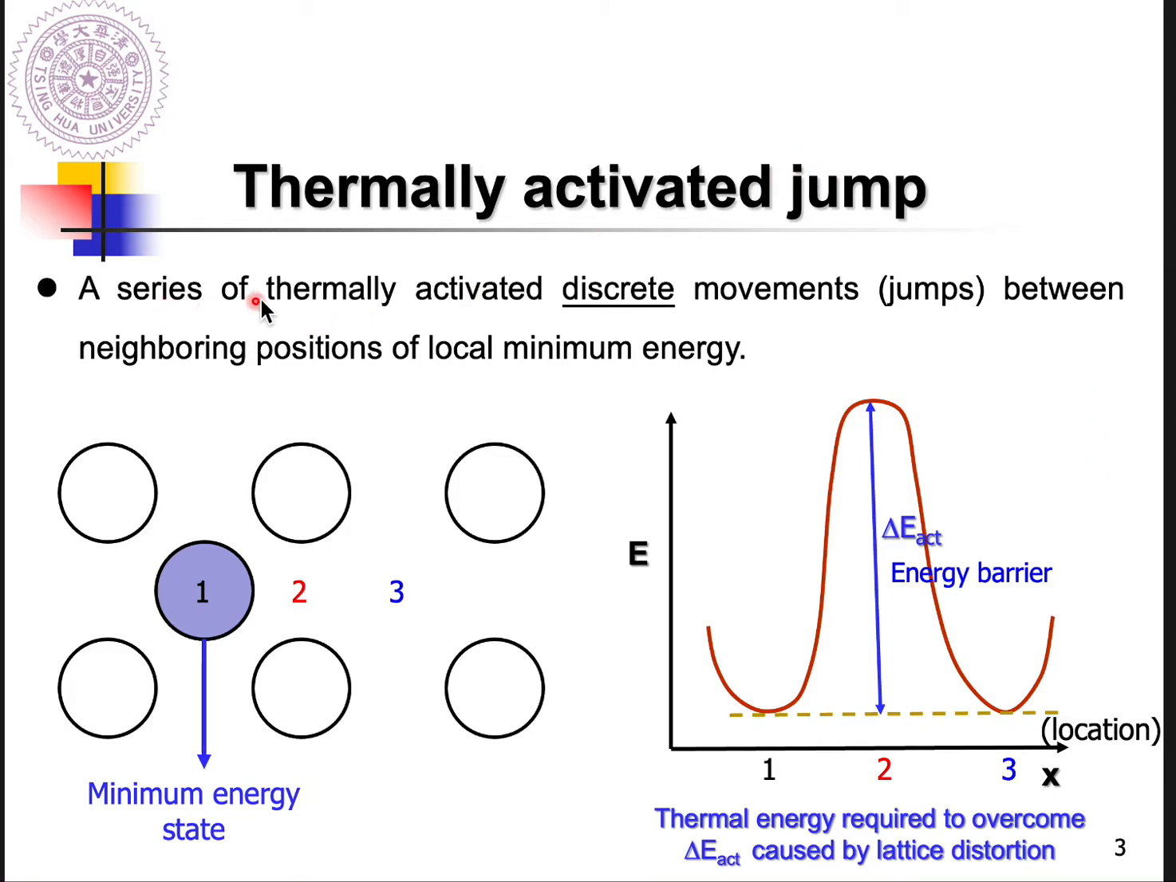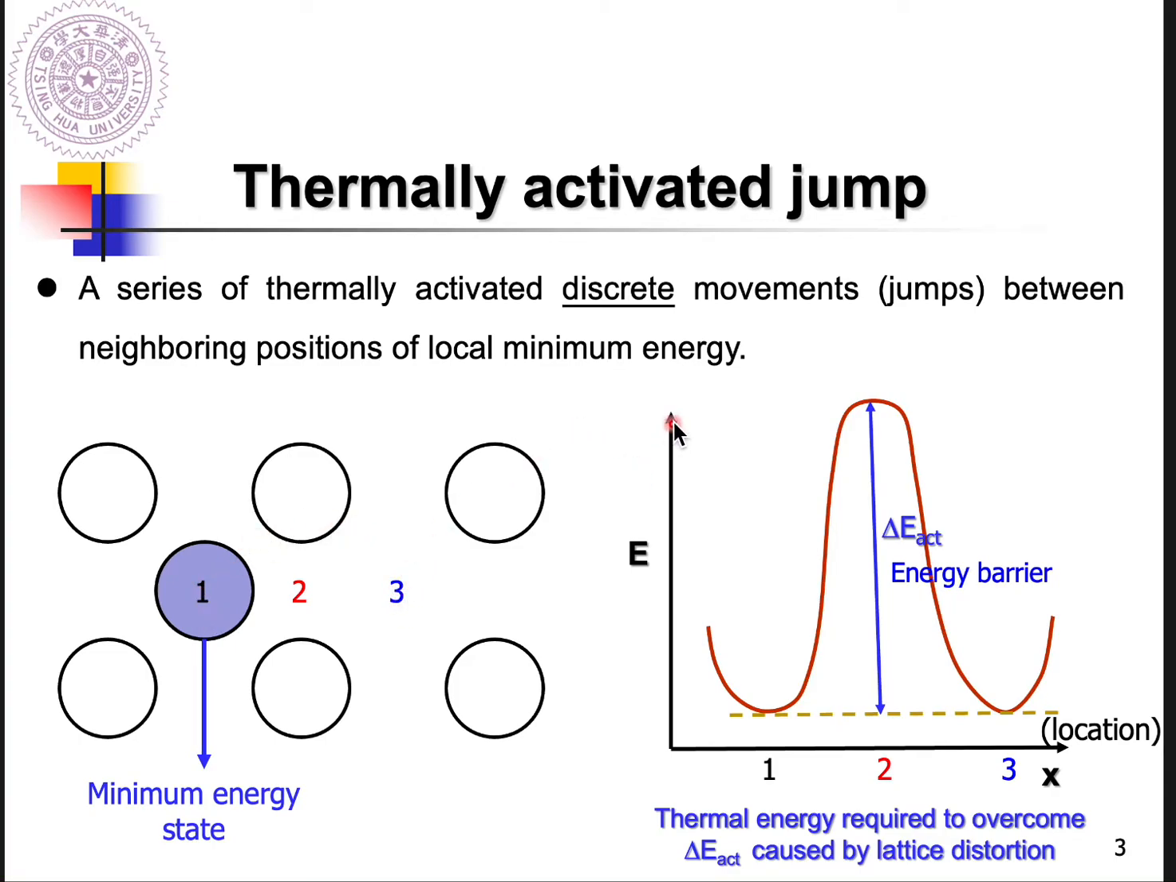Actually, it is a series of thermally activated discrete movements or jumps between neighboring positions of local minima energy. So it would be neighboring positions, for example, like 1 and 3. Position 1 and position 3 are neighboring positions, and also minima energy states. So how do these atoms, the blue atom and purple atoms, move or jump from location 1 to location 3?